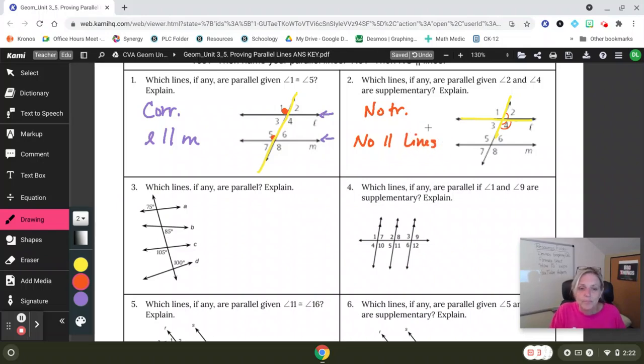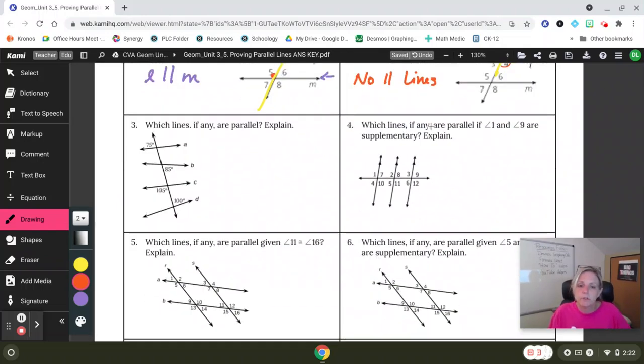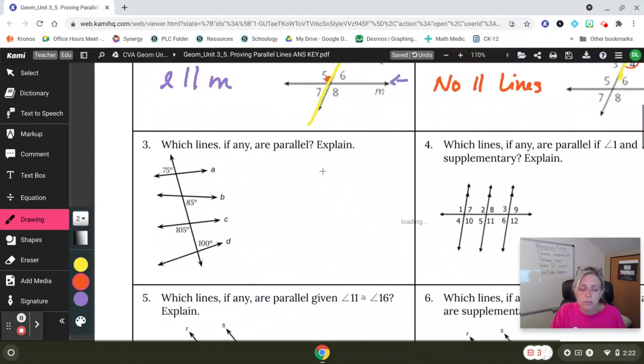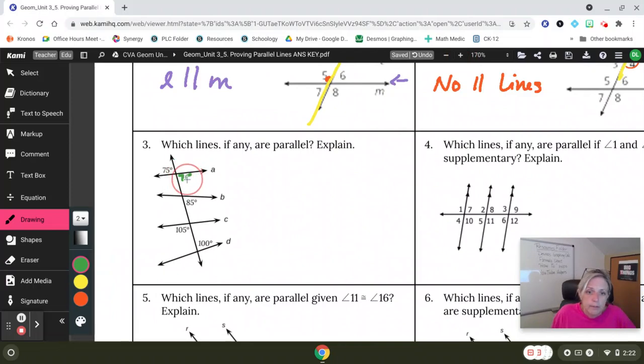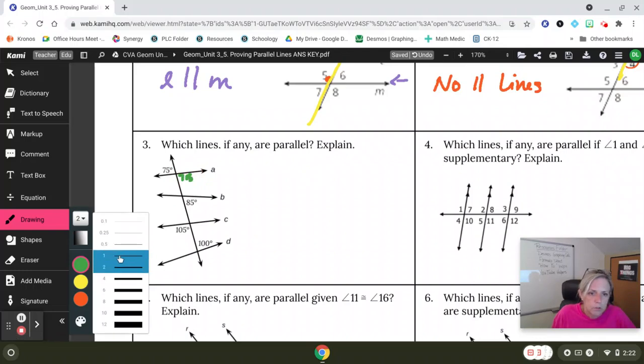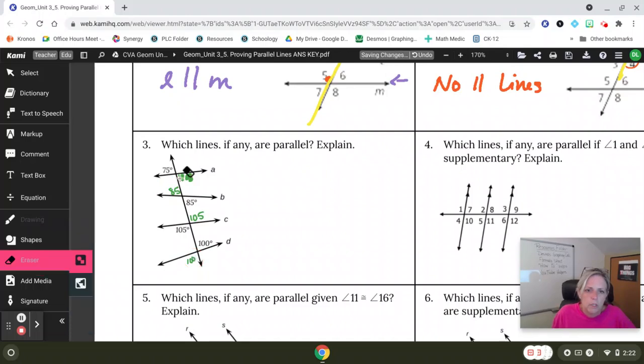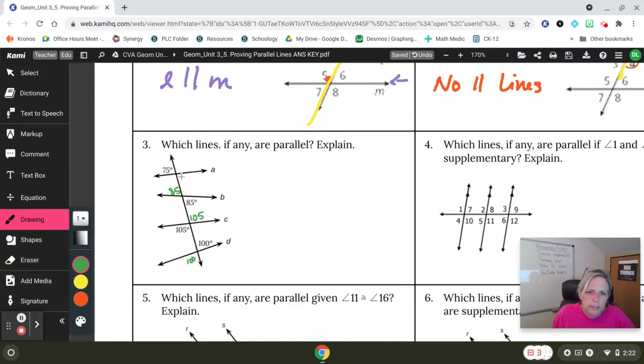Okay. Example 3 says, which lines, if any, are parallel? Now, in this case, they're giving us angle measures. So we are going to take what we know about vertical angles and we're going to plug that in. Let me get a little smaller. It's going to get kind of messy. And 85 here and 105 here. Notice I'm just plugging in the vertical angles. Let me rewrite that one so it's not quite... There we go. Okay, and then we're going to do the linear pair to them.